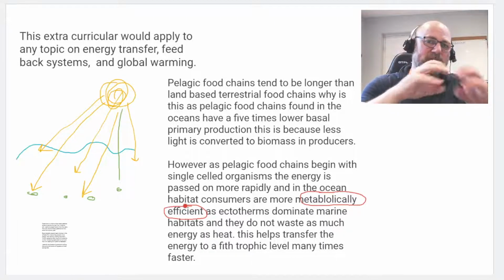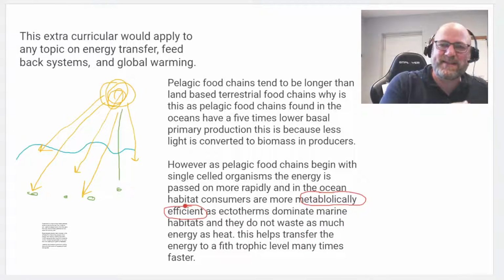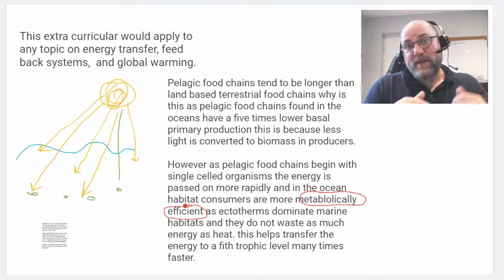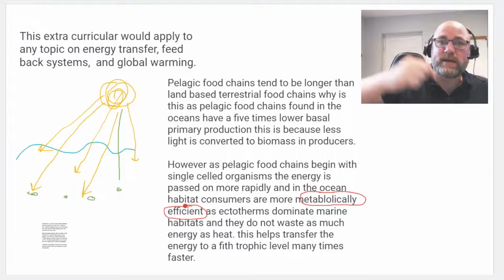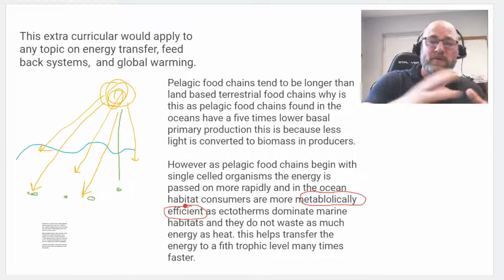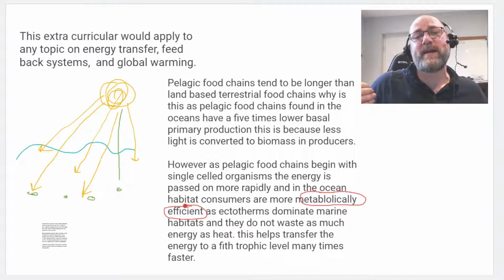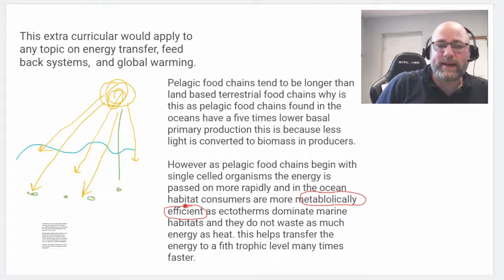So the 2 reasons that food chains are longer, despite having a lower primary production, meaning the plants absorb less sunlight and turn less of it into organic molecules, is that it's more metabolically efficient, because they're ectotherms. They tend to be more efficient with their energy transfer. They don't regulate their temperature, so they don't lose heat like that. So that explains why they have an extra trophic level.